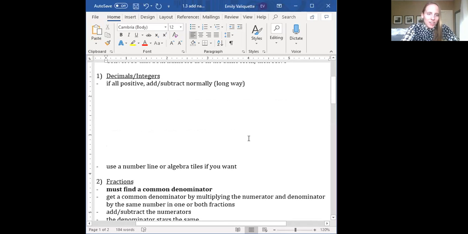Okay, so let's start with just dealing with decimals or integers. We're going to go over how to do long subtraction and then also how to use a number line. And if you like using algebra tiles or something like that, you can also use that, though that isn't as easy when we're dealing with decimals.